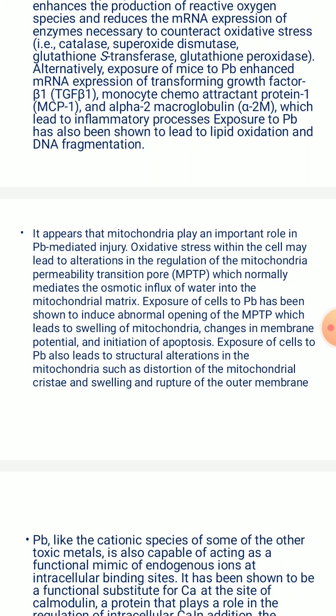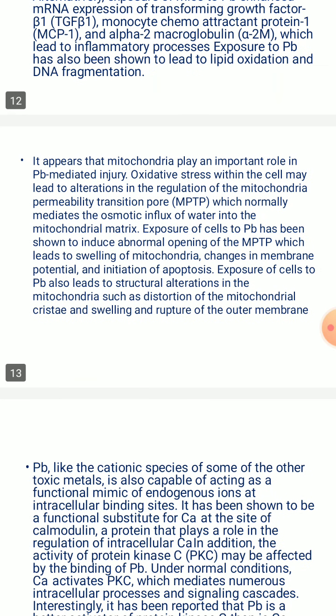Exposure of these kidney cells to lead also leads to structural alterations in the mitochondria, such as distortion of the mitochondrial cristae and swelling and rupture of the outer membrane. You can imagine, if all these things happen, what could be the next progression of these kidney cells.